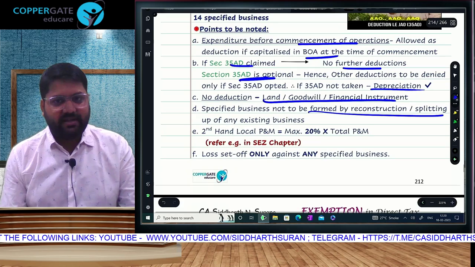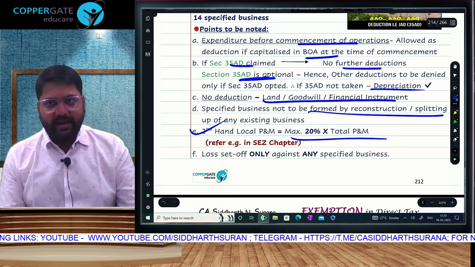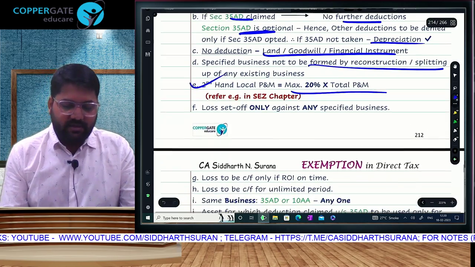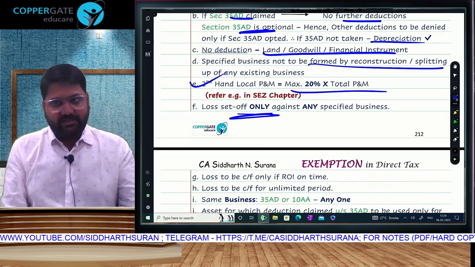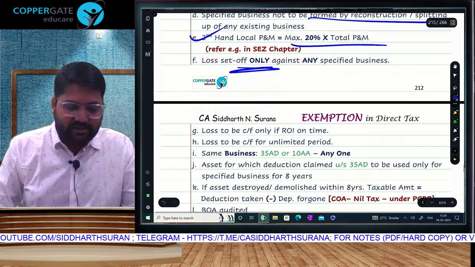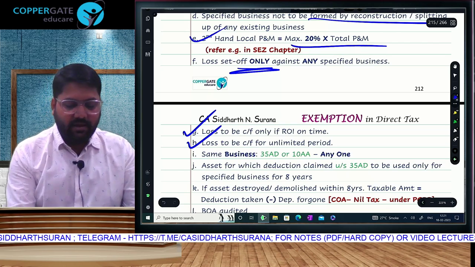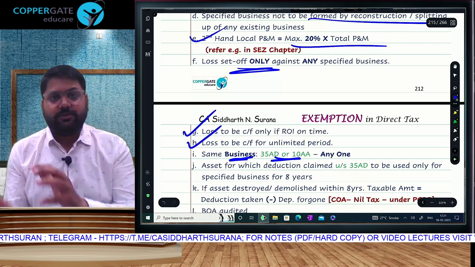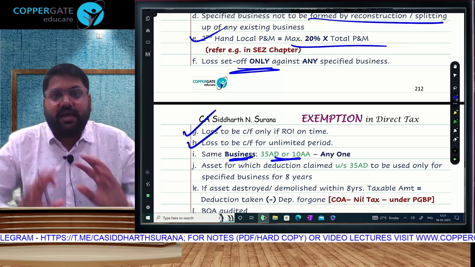No splitting up and reconstruction of existing business, and second hand plant and machinery, maximum 20% of total plant and machinery. If there is any loss, it can be adjusted only against profit of specified business. Though on profit there is no such restriction. Loss carry forward only if you file return on time. Unlimited carry forward will be given. On same business you can take specified business 35AD or 10AA, anyone. Same assessee for different businesses can take.